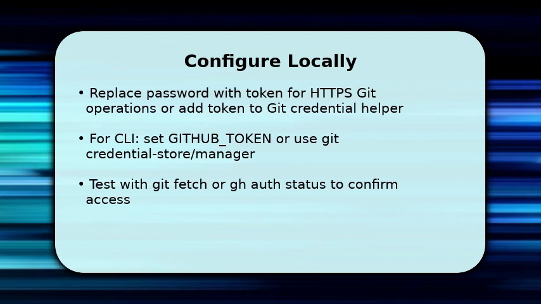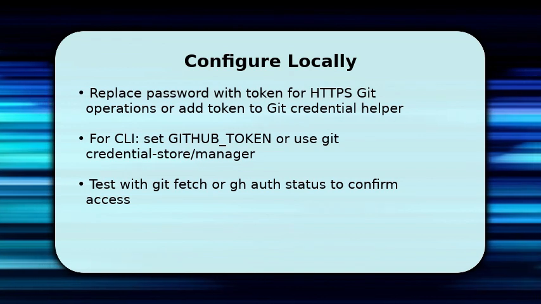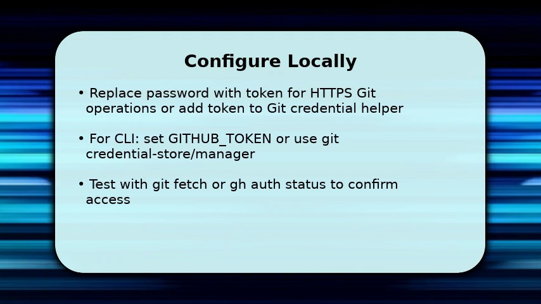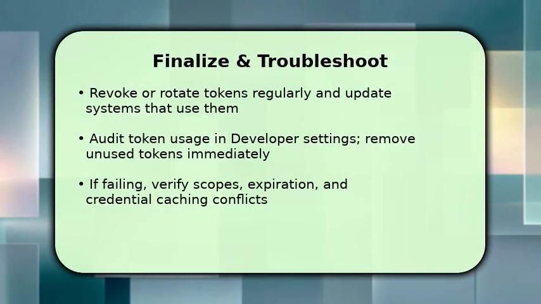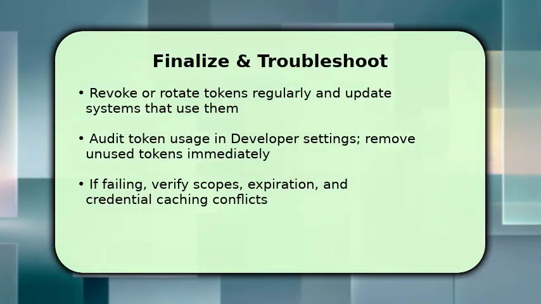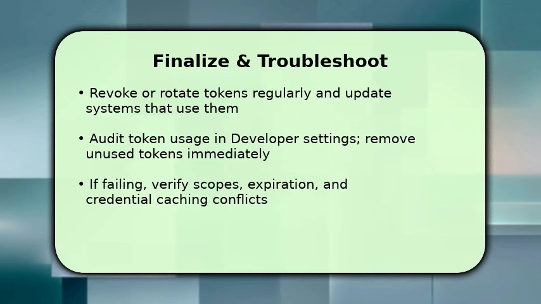If an operation fails, recheck chosen scopes and the repository access level. Complete setup by rotating or labeling the token so you can manage it later. Revoke old tokens you no longer need. Make sure every machine or CI pipeline using the token is updated to the new value to avoid interruptions.